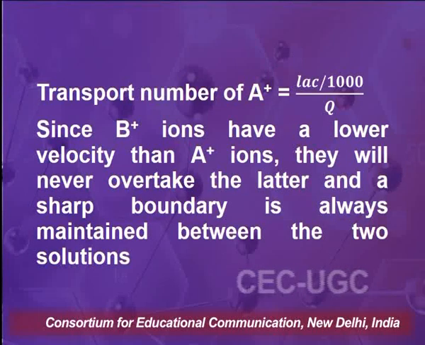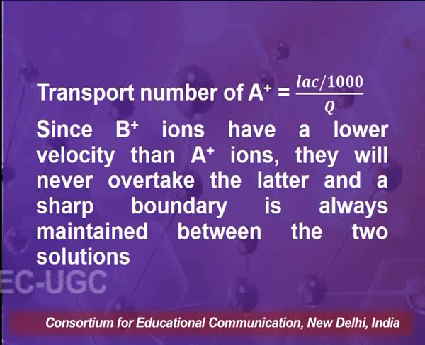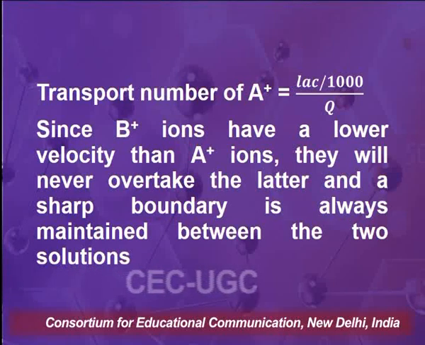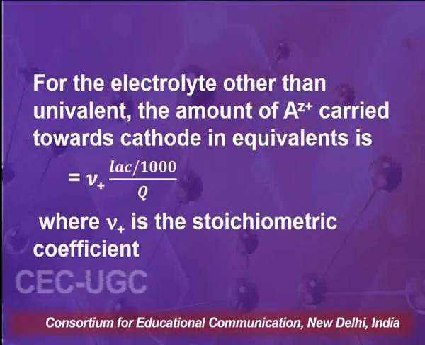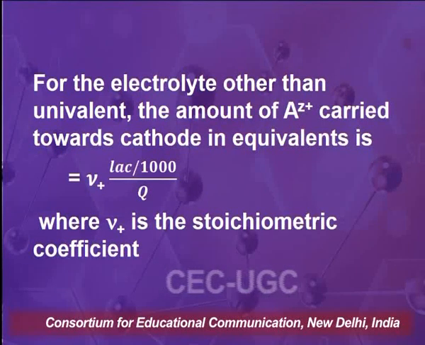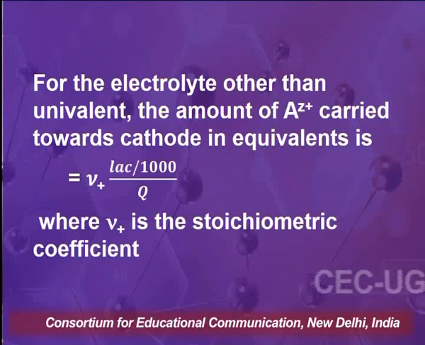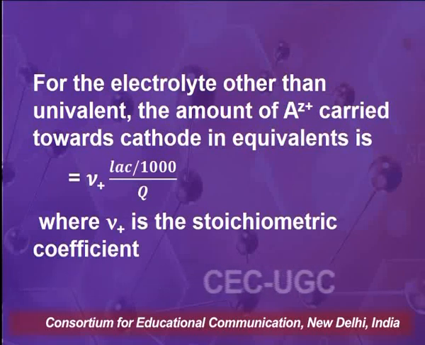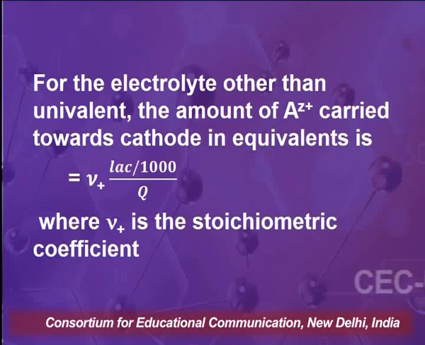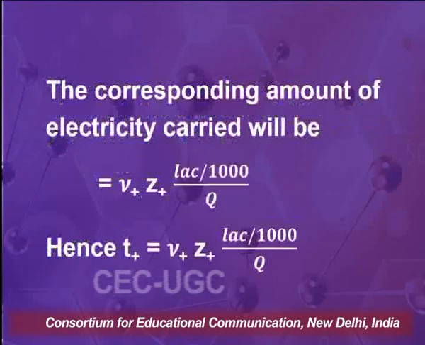Since B plus ions have a lower velocity than A plus ions, they will never overtake the latter, and a sharp boundary is always maintained between the two solutions. For the electrolyte other than univalent electrolyte, the amount of A^z plus carried towards the cathode in equivalents will be equal to nu plus LAC by 1000 divided by Q, where nu plus is the stoichiometric coefficient.